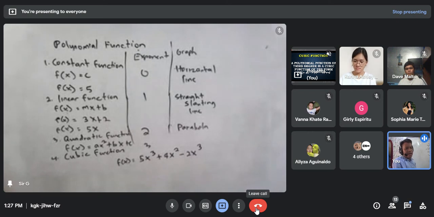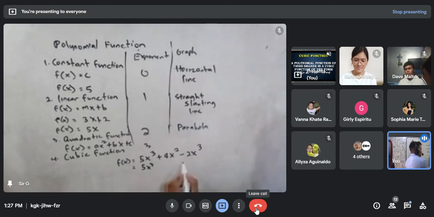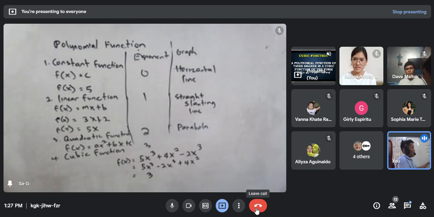So, ano munang gagawin natin? Kasi nga, parehas silang may x cubed. Parehas silang x cubed. So, combining like terms. Okay, so paano yan? So, 5x cubed, since na minus 2x cubed, plus 4x squared. Okay, so now, 5 minus 2 is equal to 3.